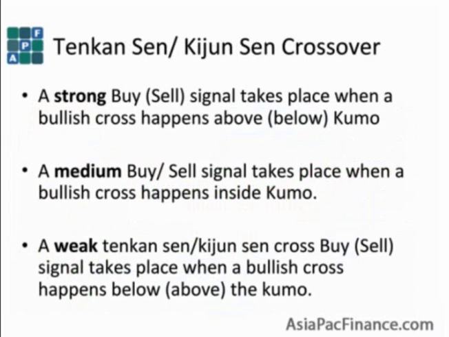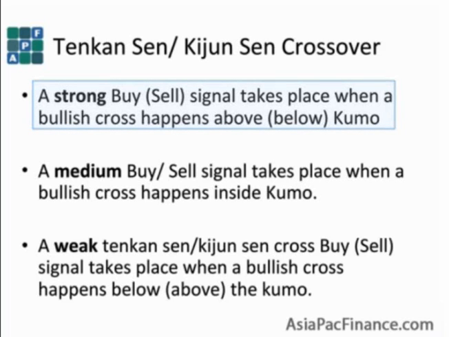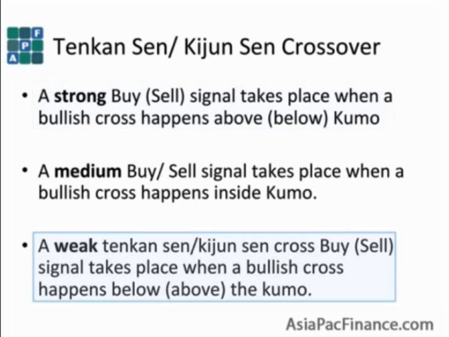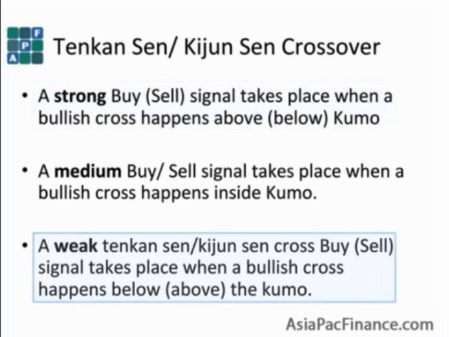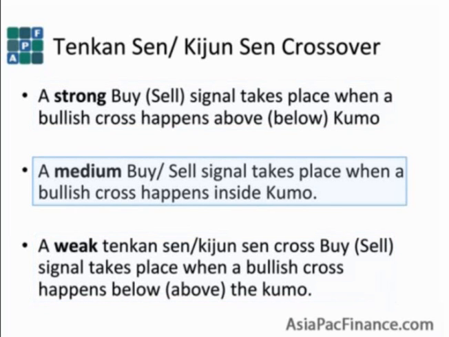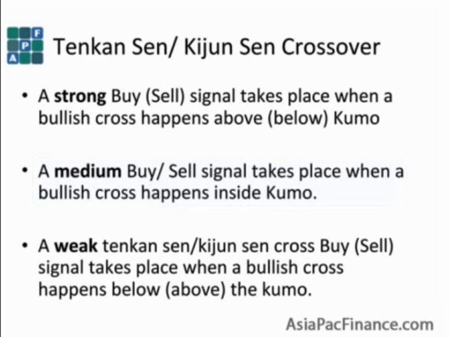Now let us revisit the Tenkan Sen Kijun Sen crossovers. We will explain how the Kumo can allow us to measure strength of crossover signals. A bullish cross above the Kumo is considered strong, while a bullish cross below the cloud is weak. Conversely, a bearish cross below the cloud is strong, and a bearish cross above the cloud is weak. All crosses inside the Kumo are considered to be of medium strength. This probably sounds confusing to you, especially if you are hearing it for the first time. Let us look at some charts now to make this clear to you.